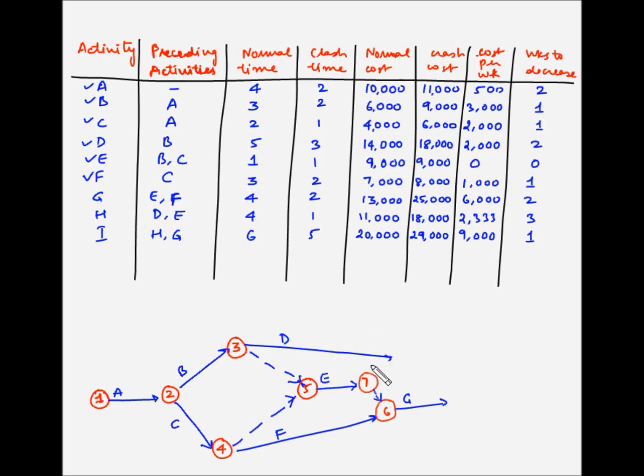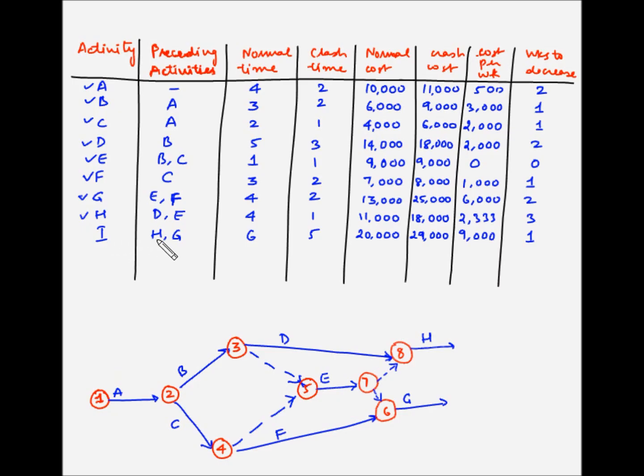Now what we want to show is H is dependent on both D and E. So we have to draw a dummy from here. So let's do that. And then we'll draw an ending node here. Let's say this is 8. And then from here we'll draw H. So what this means is H is dependent on D and E, and G is dependent on E and F. So we have drawn G and H.